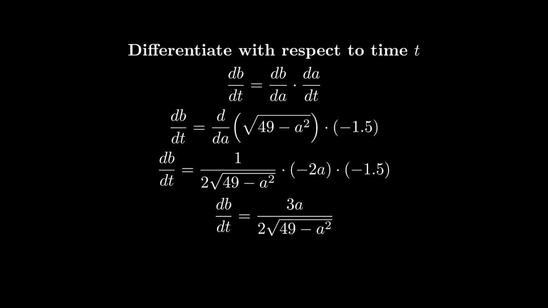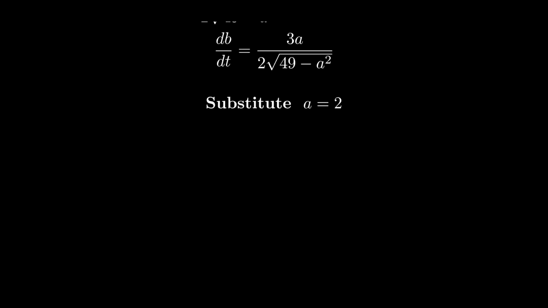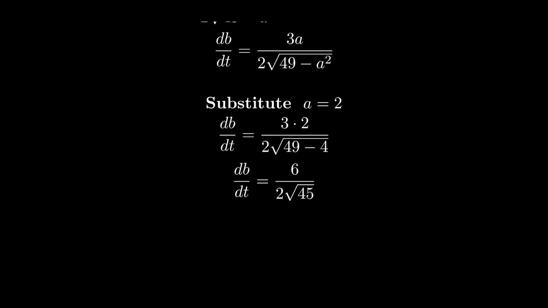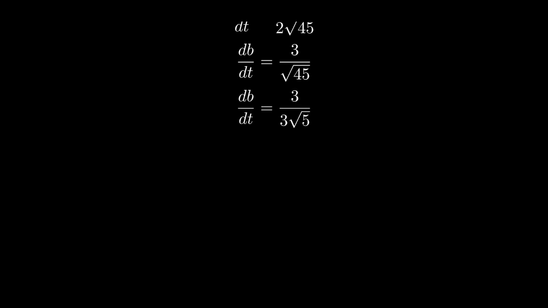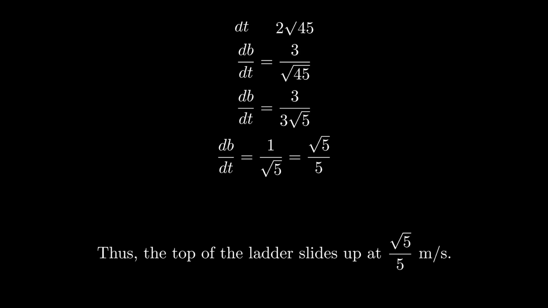Since we know that a is equal to 2 from the given, we can simply substitute a equal to 2 to find db/dt. By doing so, we get db/dt, the derivative of b with respect to time t, equal to the square root of 5 over 5 when a is equal to 2. Therefore, the top of the ladder slides up the wall at square root of 5 over 5 meters per second when the bottom of the ladder is 2 meters from the wall and is being pushed 1.5 meters per second toward the wall.